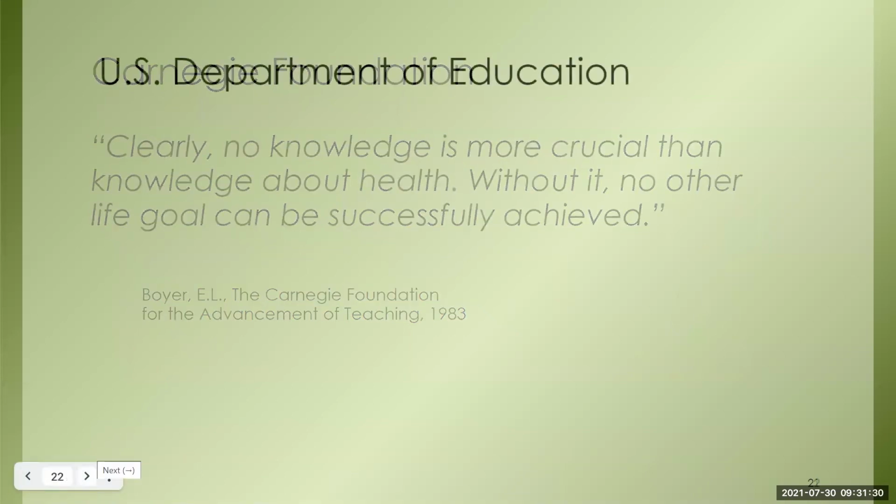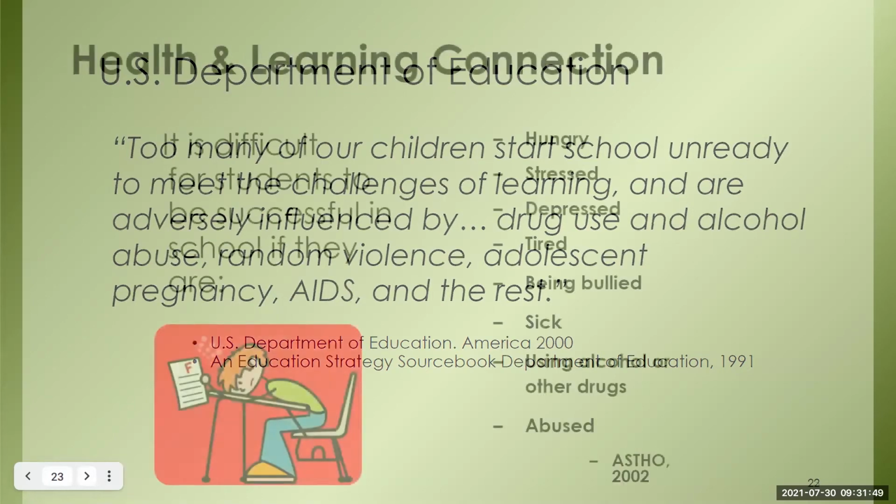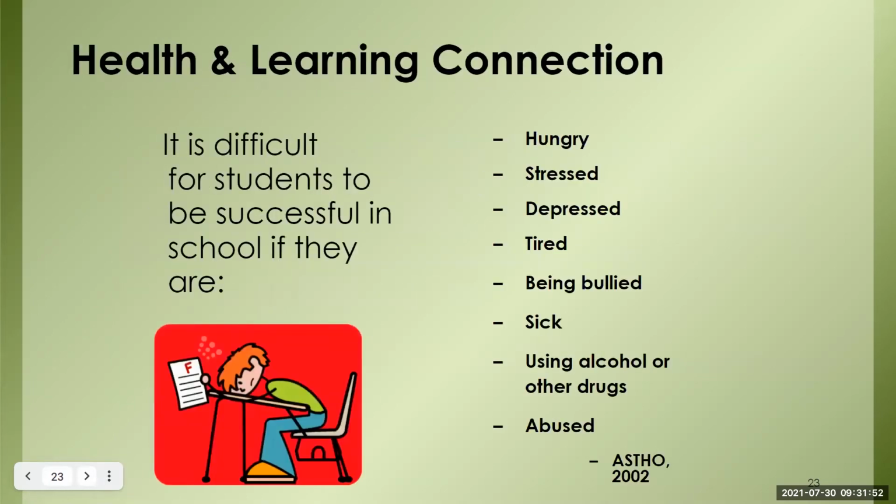The next quote comes from the U.S. Department of Education, and it says, "Too many of our children start school unready to meet the challenges of learning and are adversely affected by drug use, alcohol abuse, random violence, adolescent pregnancy, AIDS, and the rest." And again, as the next slide shows, it's very difficult for our kids to be successful in school if they're hungry, stressed, depressed, tired, being bullied, sick, abused, and so forth. That comes from ASCD in 2002. We just have to realize that if our kids aren't feeling good in school, they're not learning.